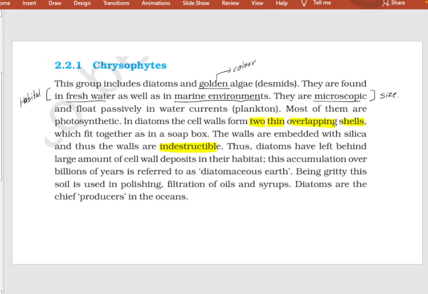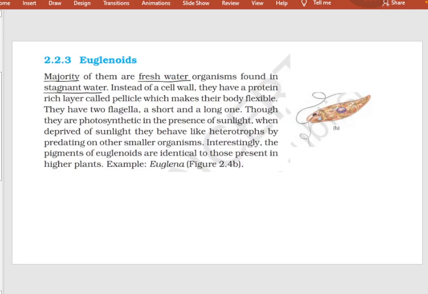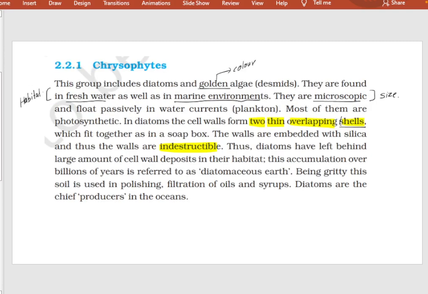What are those? Shells. Cell wall is made up of what? Shells only, na? Here it is plates in dinoflagellates; here it is shell. This is about arrangement: overlapping. Nature is very, very thin.